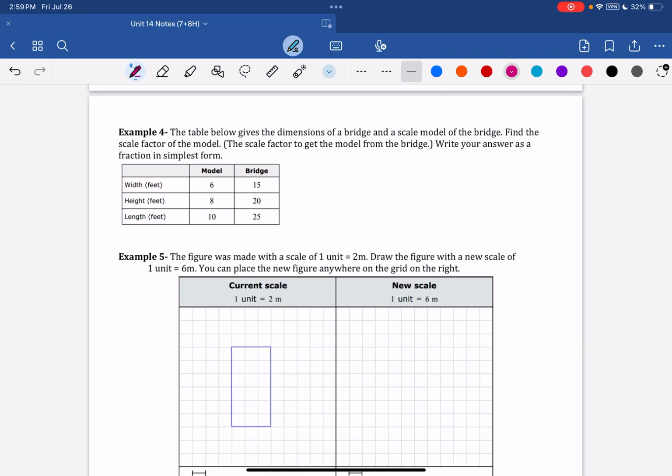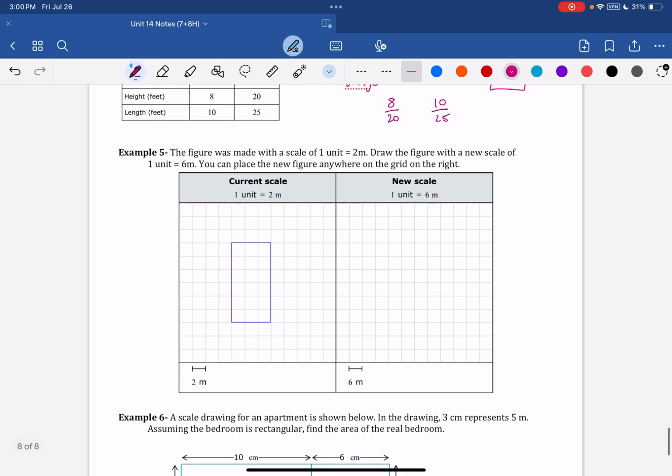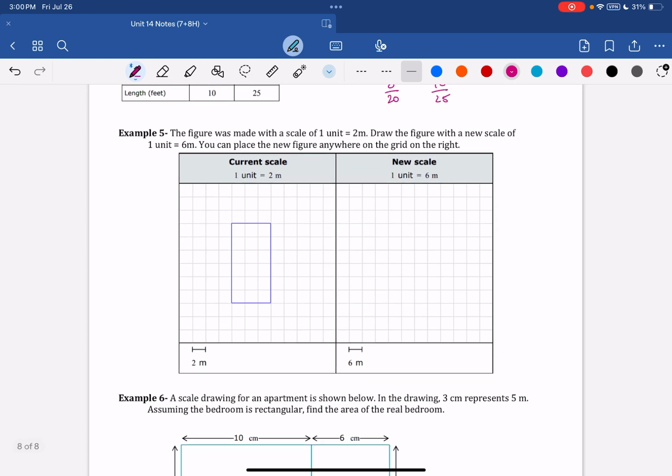The table below gives the dimensions of a bridge and the scale model of the bridge. Find the scale factor of the model. Again, the scale factor to get the model from the bridge. Your answer is a fraction in simplest form. So we want the model to the bridge. Basically pick one, the model to the bridge. Is it the same every time? It should be. If we simplify all those fractions, we get 2/5.